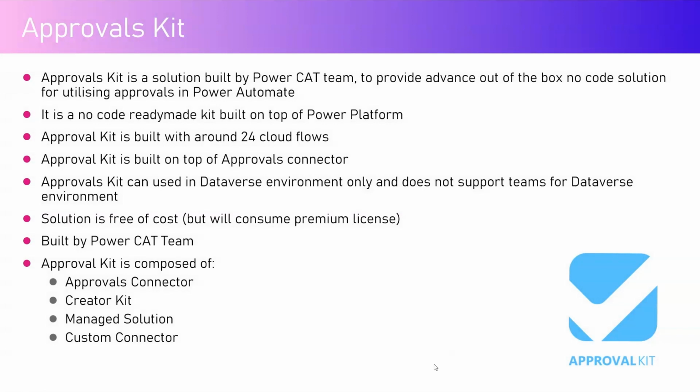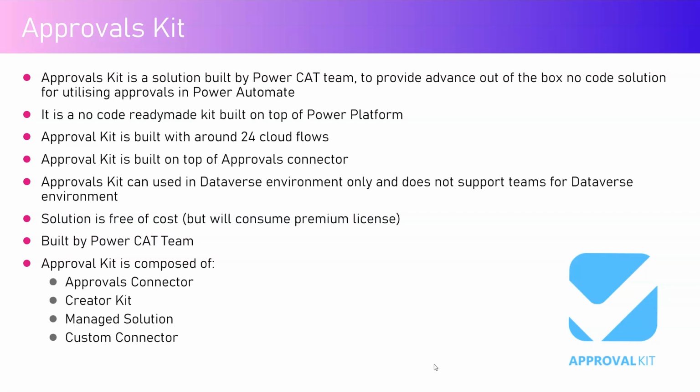You need to consume premium licenses. If a user is either authoring the flow or utilizing the flow, then that user needs to have a premium license, because at the back end it uses a lot of premium functionality, which will then require premium licenses from a user perspective. Now, it's built by the PowerCat team.